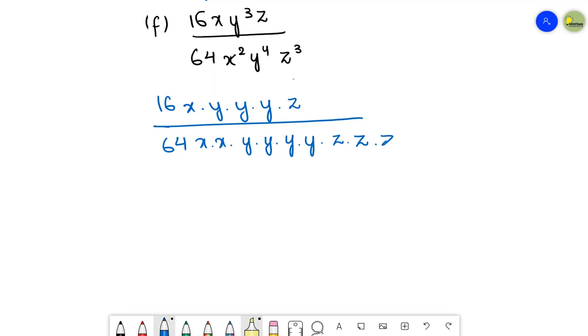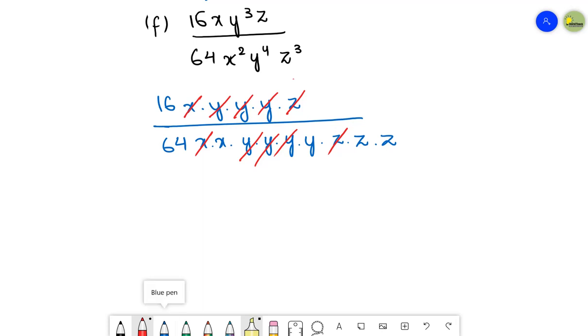So let me cancel the like variables now. This x will be cancelled with 1x in the denominator. 3 y's will be cancelled with 3 y's in the denominator. Only 1 y will be left, since you don't have any y in the numerator left. Now only 1 z will be cancelled, this 1 z, 2 z remains as it is.